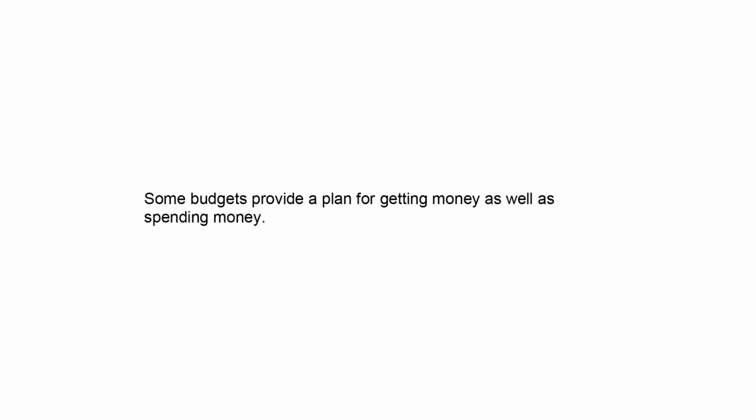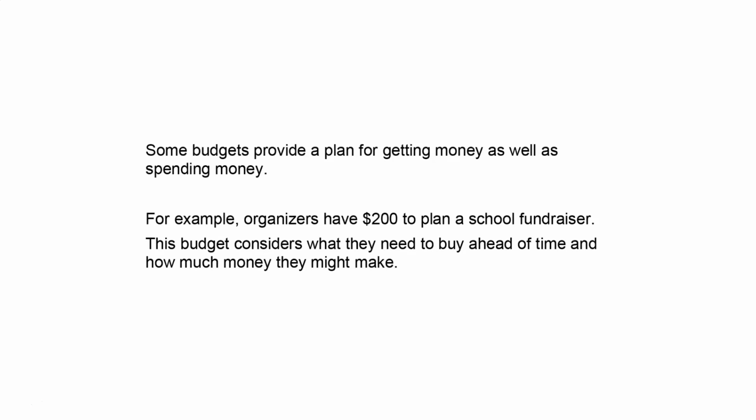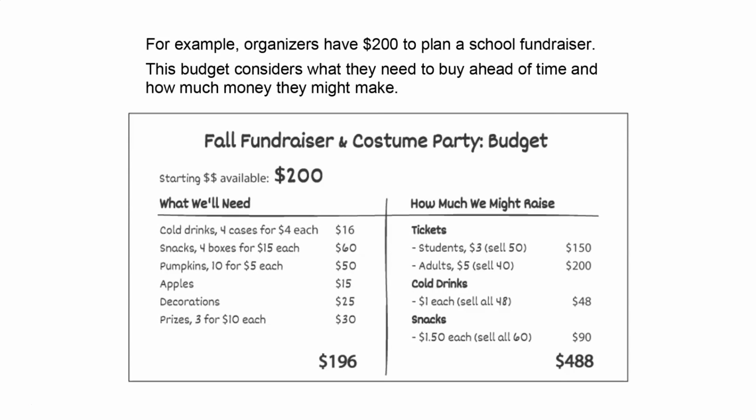Some budgets provide a plan for getting money as well as spending money. For example, organizers have $200 to plan a school fundraiser. This budget considers what they need to buy ahead of time and how much money they might make. Here's a detailed breakdown. So the money they have for making the fundraiser happen is $200. You have to spend money to make money. They need to buy drinks, snacks, pumpkins, apples, decorations, and prizes. So their expenses are going to be $196.